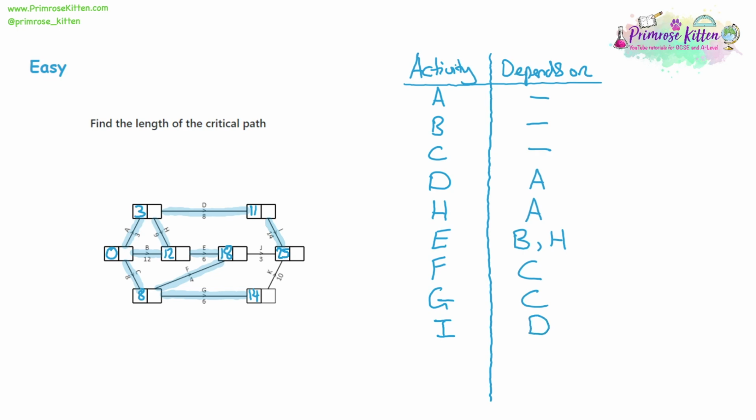Then we have activity J, that adds on 3. 18 plus 3 is 21, so we'll keep the 25 because it's larger. And activity J, it came from the 18.